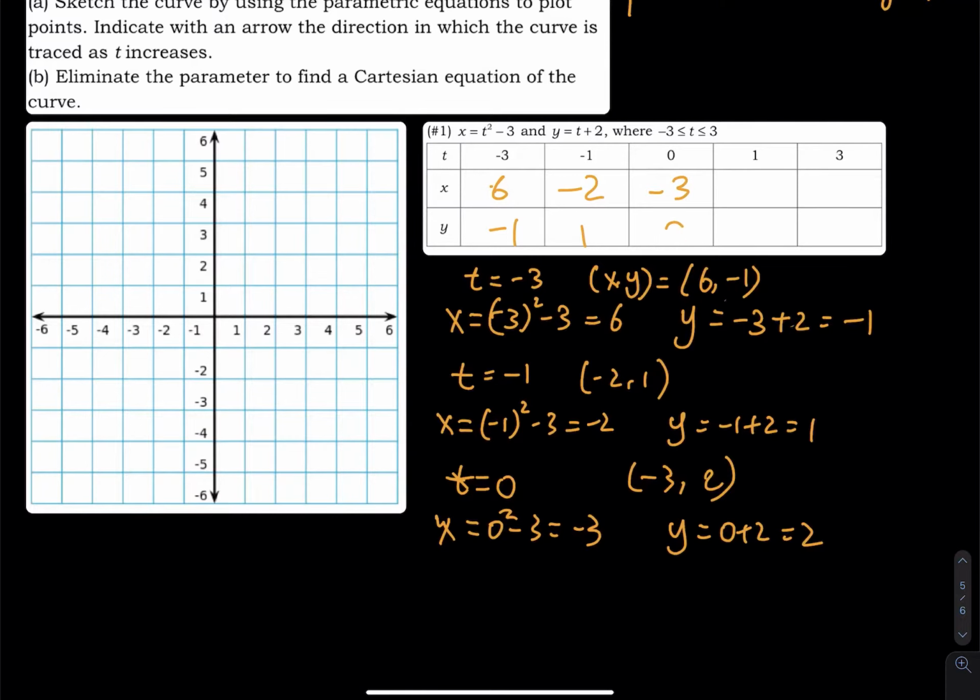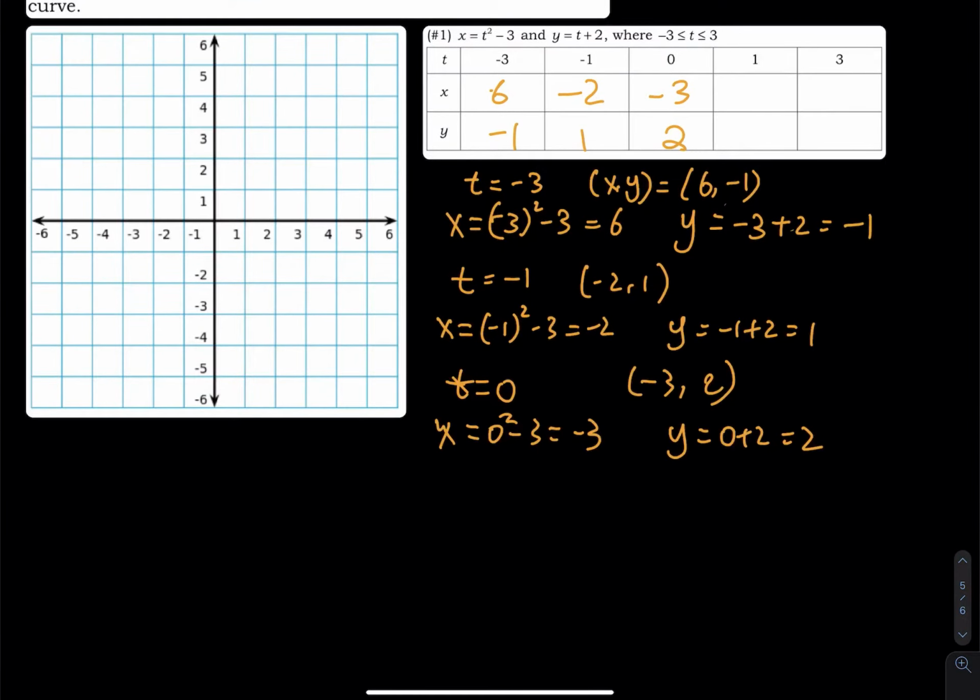When t is equal to 1, we have x equals 1 squared minus 3. That equals -2. y equals 1 plus 2 equals 3. So we have -2 comma 3.